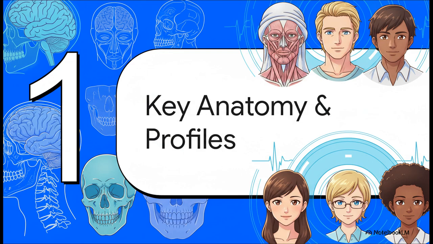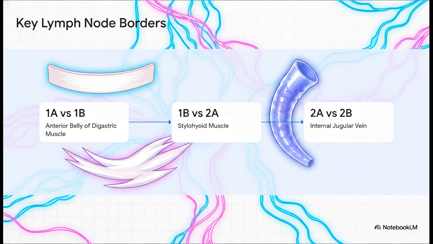All right, first things first. We've got to lock down the foundational anatomy and the classic patient profiles. I mean, this is the bread and butter for pretty much any test question they can throw at you. You absolutely, positively have to know your cervical lymph node levels. So let's make this easy. Think about the anterior belly of the digastric muscle. That's what separates level 1A from 1B. Got it? Okay. Next, the stylohyoid muscle. That's your border between 1B and 2A. And finally, the big one, the internal jugular vein. That's what separates 2A from 2B. Just lock those three borders in your head.